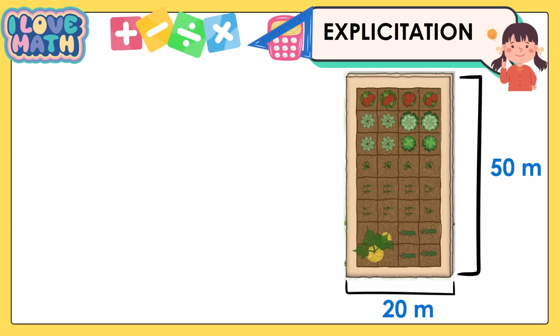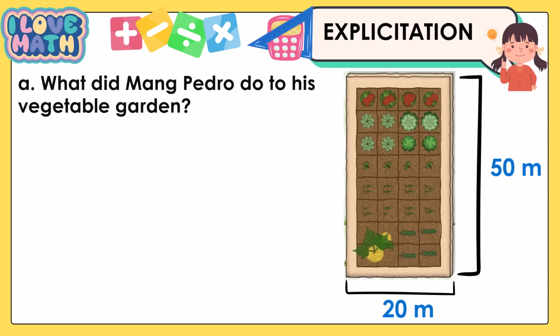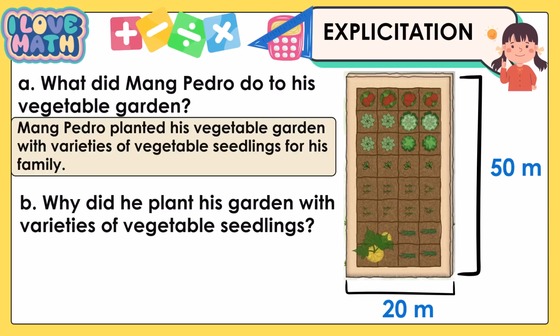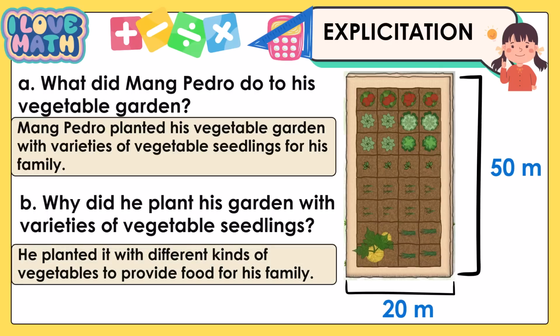Let us answer. A. What did Mang Pedro do to his vegetable garden? Answer. Mang Pedro planted his vegetable garden with varieties of vegetable seedlings for his family. B. Why did he plant his garden with varieties of vegetable seedlings? Answer. He planted it with different kinds of vegetables to provide food for his family.